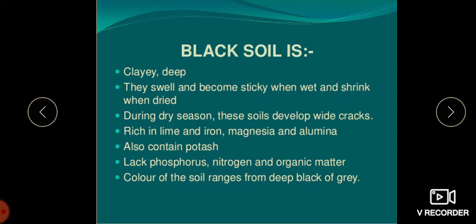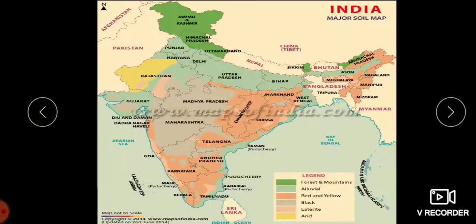Now, this is just a summary of the black soil we studied. It is clayey and deep; it swells and becomes sticky when wet and shrinks when dried. During the dry season, these soils develop wide cracks. They are rich in lime, iron, magnesia and alumina, and also contain potash. It lacks phosphorus, nitrogen and organic matter. The color of the soil ranges from deep black to grey.